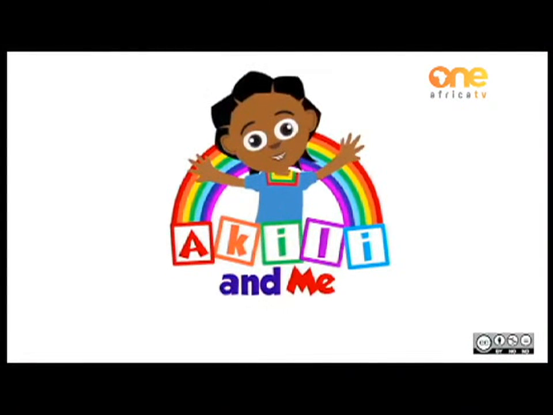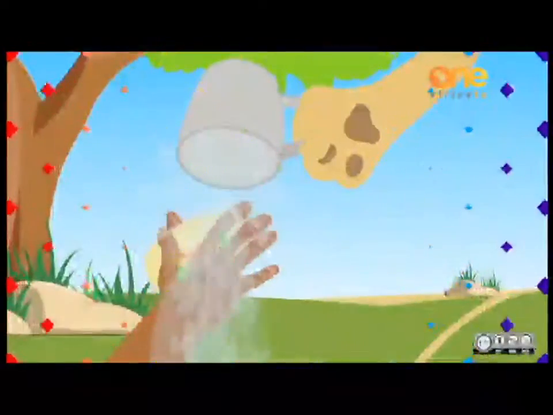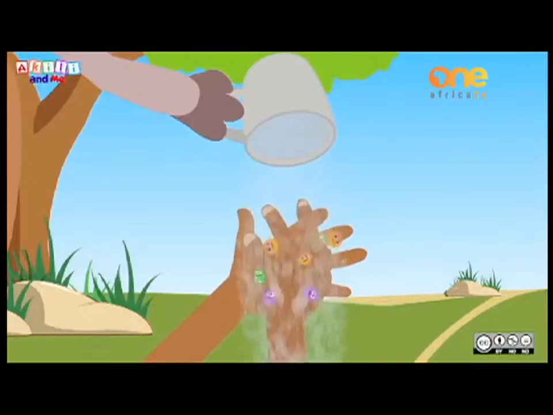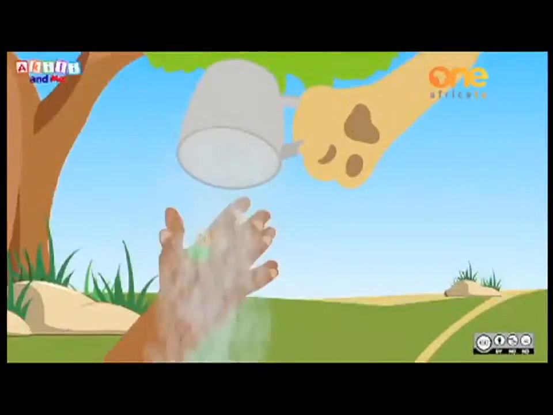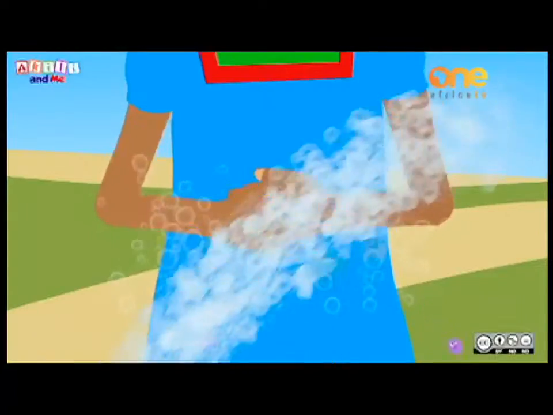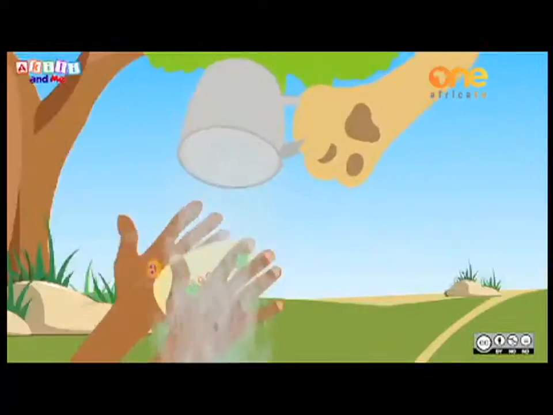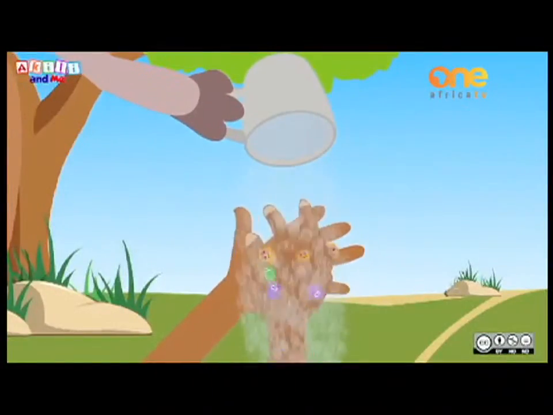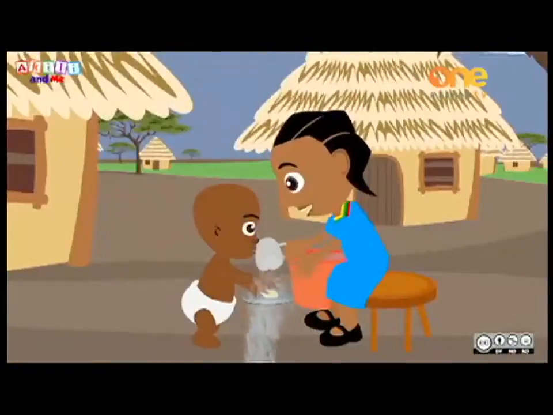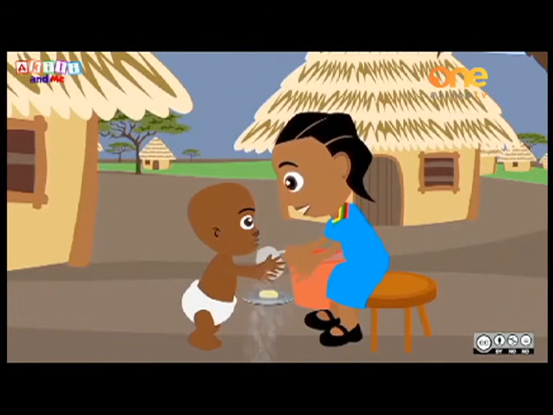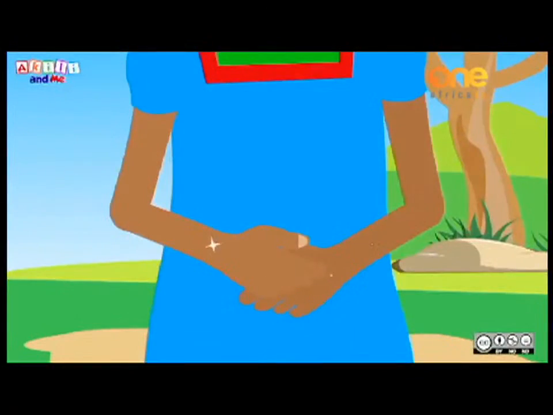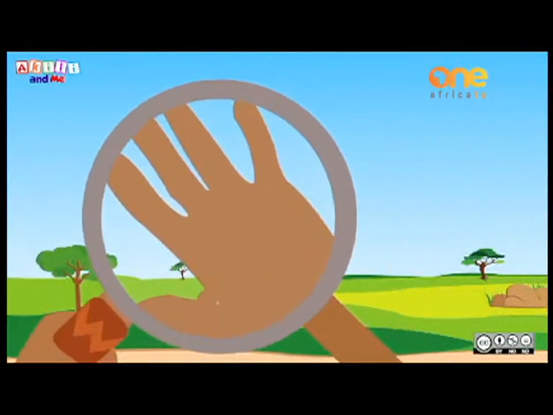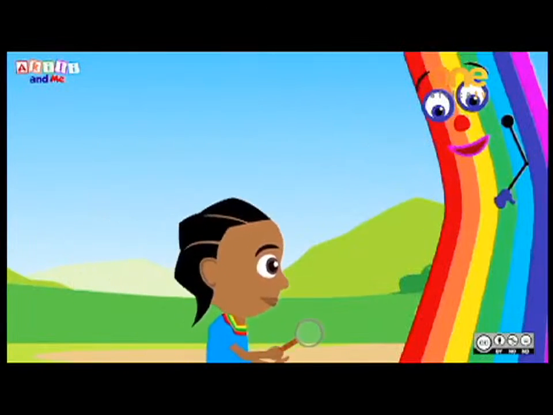We love to wash our hands, and this is how we do it. Wash, wash with clean water. Scrub, scrub, scrub with soap. Rinse, rinse with clean water, and then the germs will go. Yay! Well done, soap and water. You got rid of all the germs on Achilles' hands.